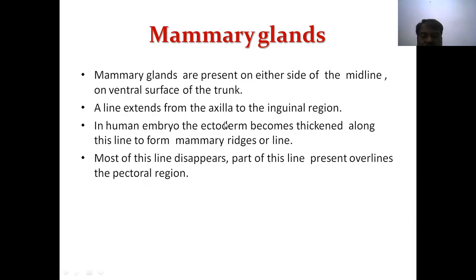But in human beings, the ectoderm becomes thickened along the line, forming the mammary gland ridges or lines. Most of this line disappears in the human embryo, and only in the pectoral region do we identify the right and left mammary glands.